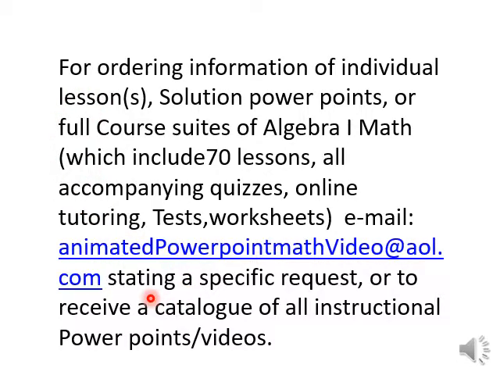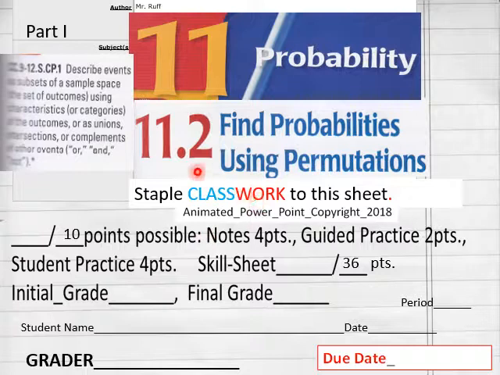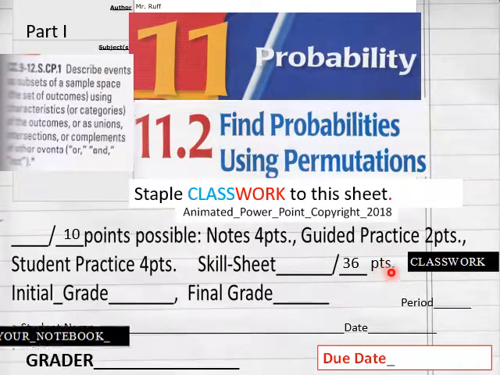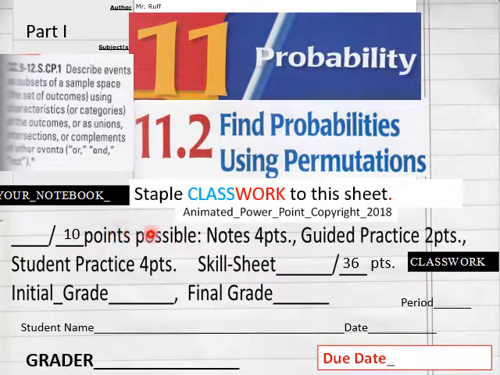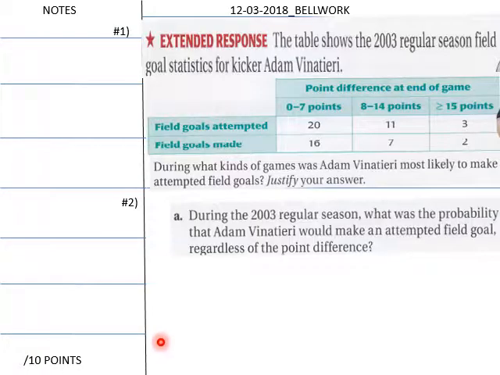Hello everybody, we're getting ready to do lesson 11.2 of Algebra 1 Math, finding probabilities using permutations. And then here is our standard here. We got part 1, probability. In this one we got 10 points worth of notes to take, and we got a 36-point classwork sheet. If you want to staple your classwork to the sheet, if you're online, make sure you take a picture of that attachment and send it in with your classwork.